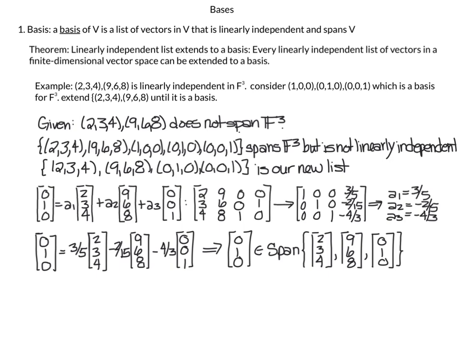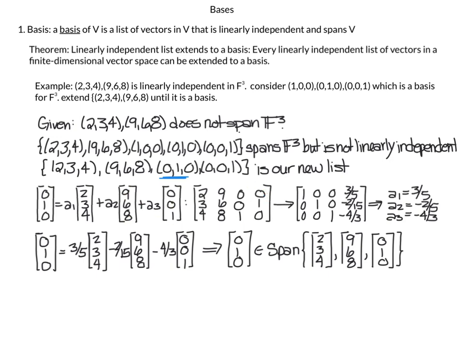So I'm going to repeat this process. I'm going to choose the next vector. I'm just going down the line trying to eliminate one more vector. So I'm going to try to express (0, 1, 0) as a linear combination of the other 3 vectors.